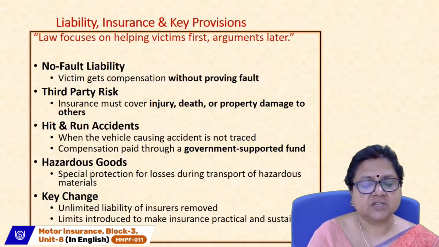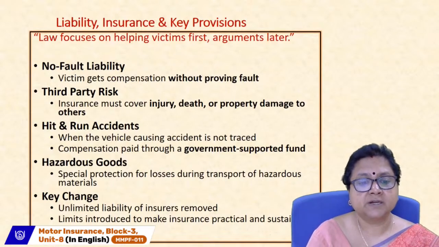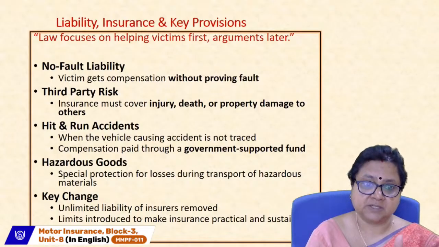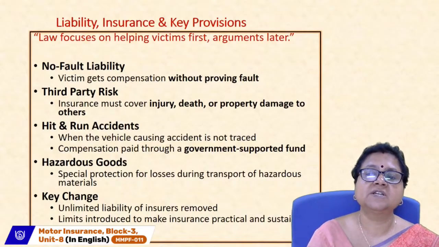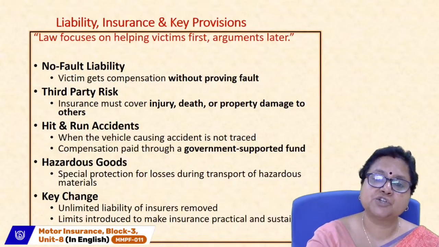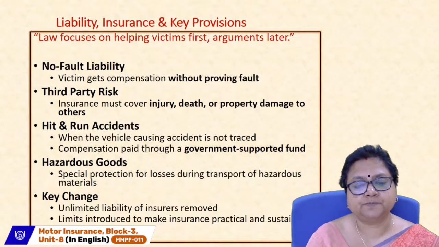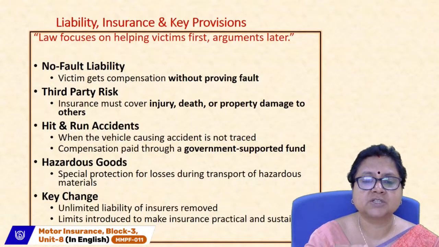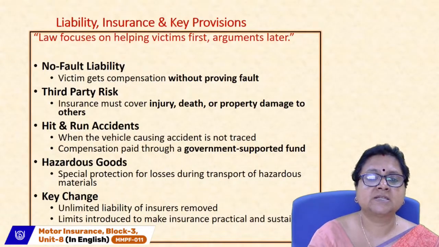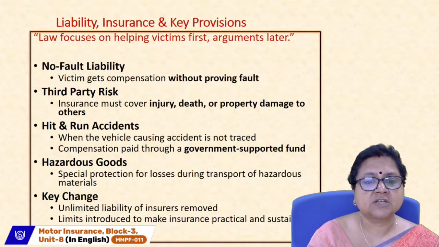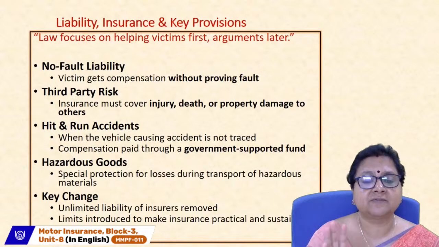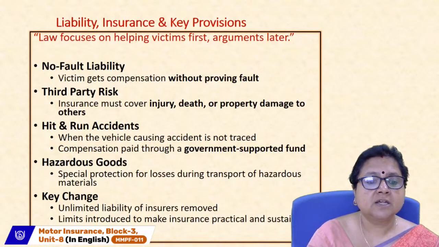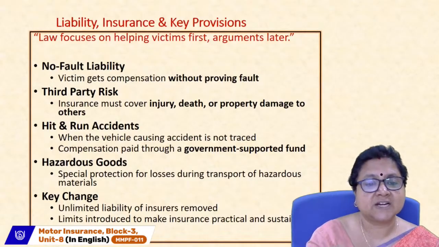Nowadays, it has changed from unlimited liability of insurers to limited liability of the insurance companies. That means, as in the case of health insurance or life insurance, we have seen that a particular limit, a sum assured, is fixed for the insurance. That means the insurance company is liable to pay, let us say the sum assured is 7 lakhs. The insurance company will not pay beyond 7 lakhs. The loss has to be within that 7 lakhs. Similarly, here also they have set limits.